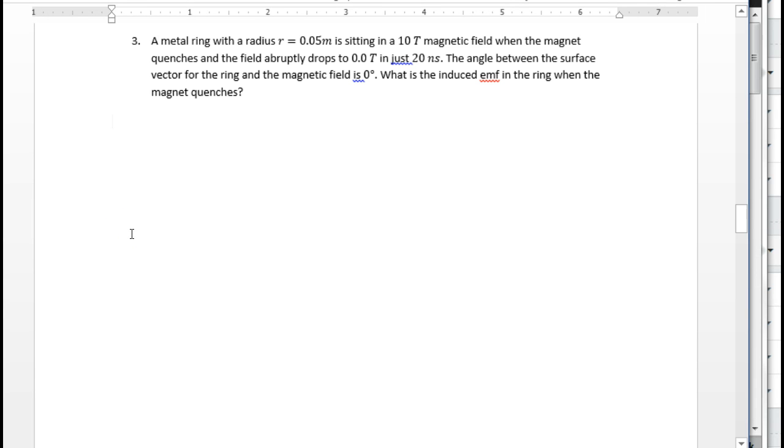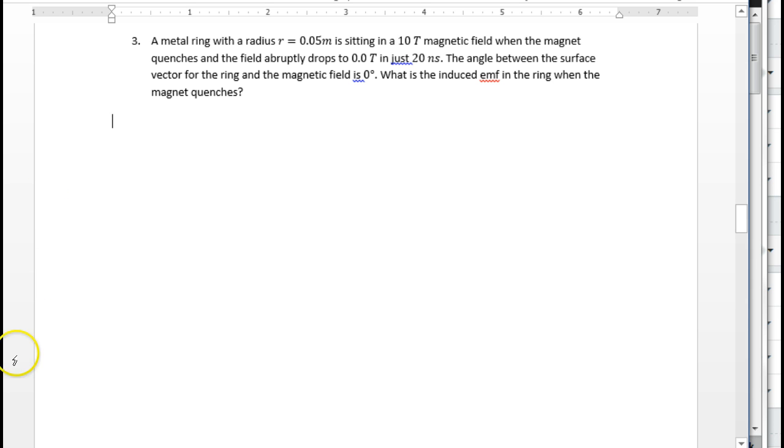Welcome to exam 3, problem 3. In this one we have a ring with a radius of 0.05 meters sitting in a 10 Tesla magnetic field, and then the field quenches. The magnet quenches, which is to say it abruptly turns off, and the field strength drops to 0 Tesla in just 20 nanoseconds. So the angle between the surface vector for the ring and the magnetic field is 0. The question is, what is the induced EMF in the ring when the magnet quenches?